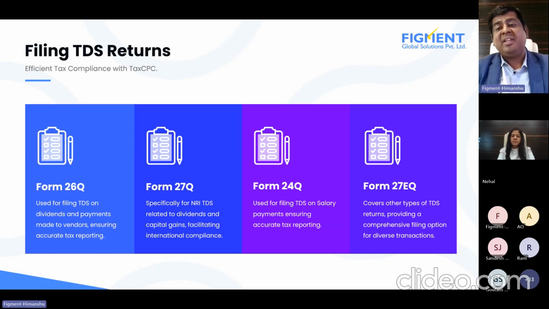Then there is Form number 27Q, where you are filing the TDS deduction on non-residents. Form number 24Q is on the TDS on salaries. And Form number 27EQ is on account of the TCS deduction, the TCS recoveries that the companies are doing. So these are the four returns that the companies normally prepare.